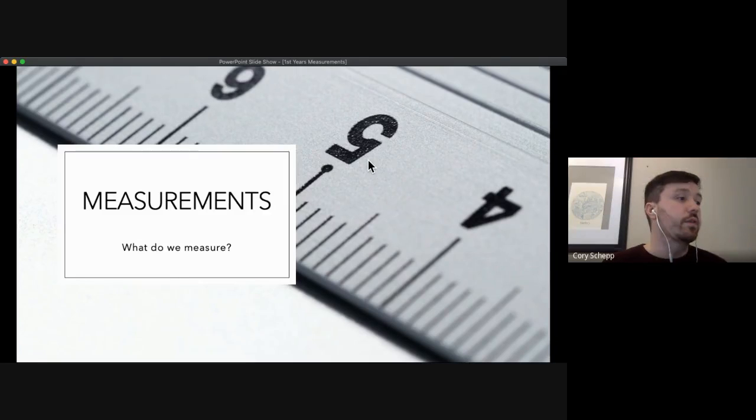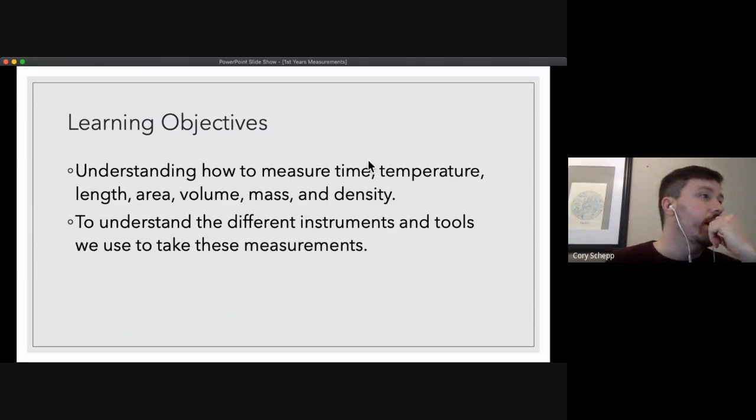So first things first, what do we measure? And learning objectives. So understanding how to measure time, temperature, length, area, volume, mass, and density. Now this is all going to be over the course of 2 or 3 weeks. So today we're really going to be focused more on measuring length and area. Mostly is today, okay? And then to understand different instruments and tools we use to take these measurements.